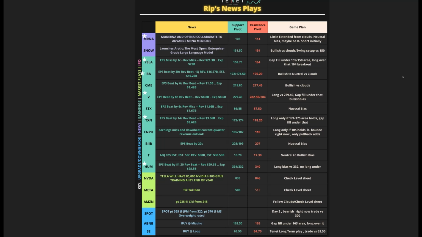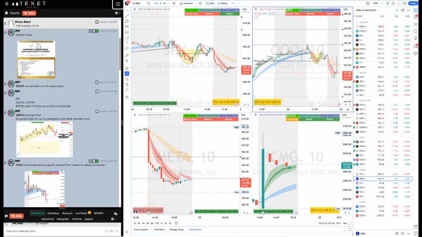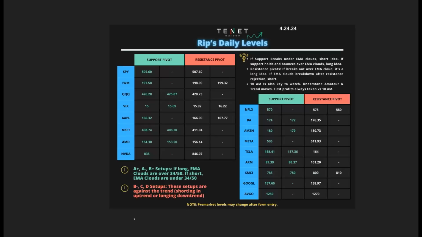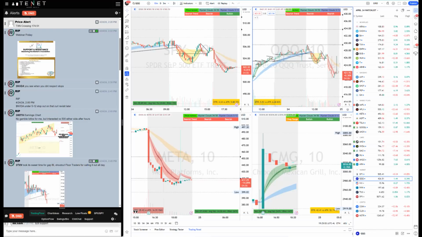We have a support pivot and a resistance pivot, and we use the EMA clouds with those to see whether we are going to long or short, and what our entry will be. In addition, I also share what we call our daily levels: SPY, QQQ, IWM, and how they panned out today. For example, Meta was a big short under the support of 505 break, and AMD and NVDA were shorts on an 80.35 break. These levels help traders make their own decisions based upon the levels and the clouds.